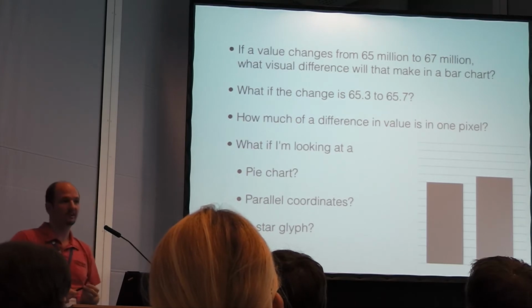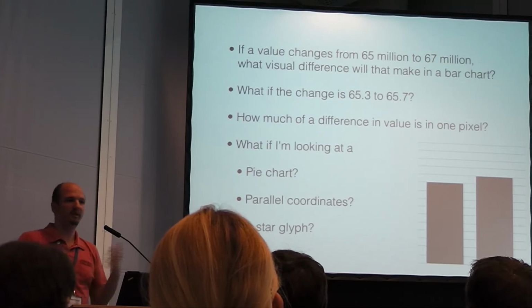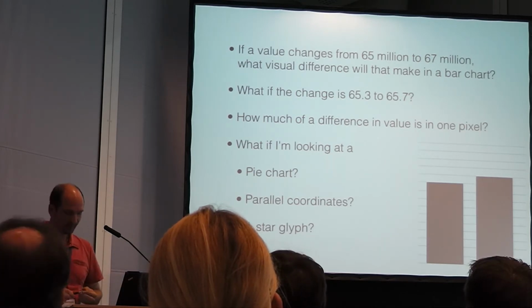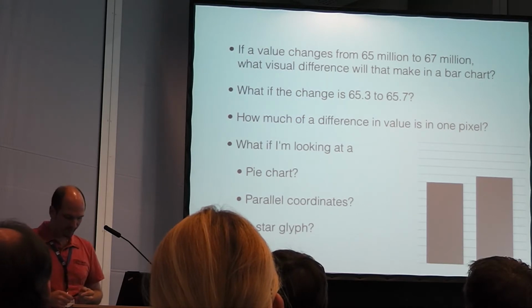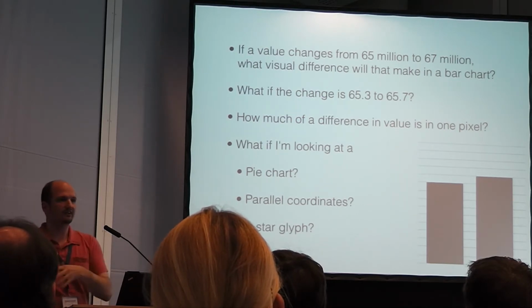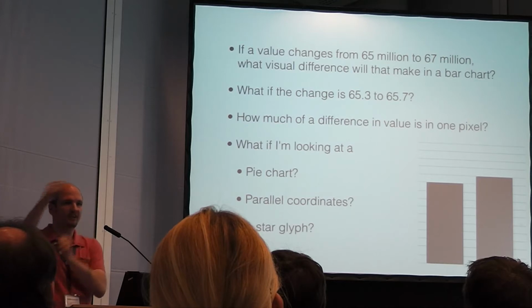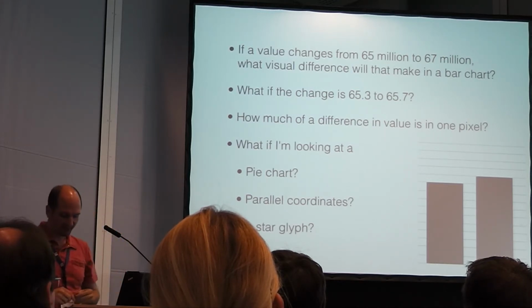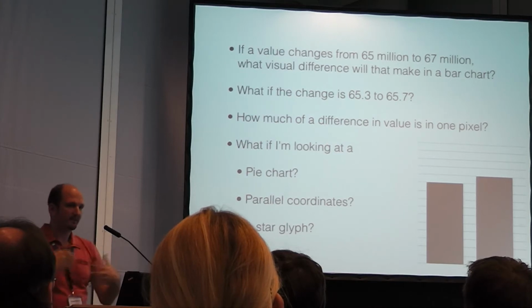And then it gets more complicated when you get to angles and things like pie charts or parallel coordinates, where you have these angular things and then there's overplotting and all kinds of stuff. And Rita and I have done some work on this. Or a star glyph, where you again have angles, and depending on which part of the star, the resolution is different and stuff like that. So things really get more and more complicated.